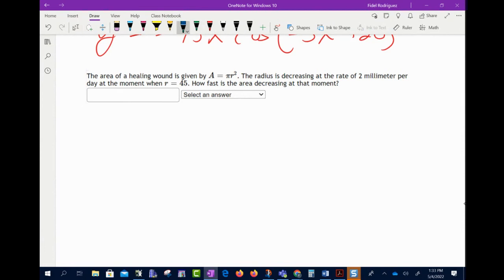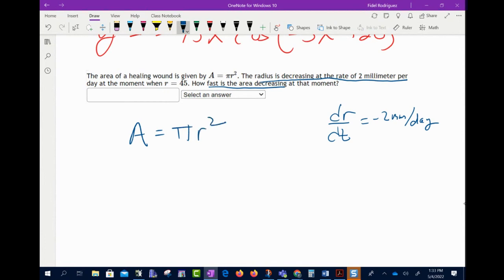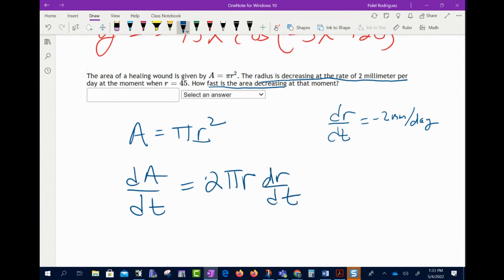First thing: it's telling me the radius is decreasing at a rate of 2 millimeters per day. So that means my dr dt is negative 2 millimeters per day, because that's the rate at which the radius is decreasing. We're trying to find how the area is decreasing. There's the formula for the area of a circle. We're going to find the derivative of the area, so dA dt is going to be equal to 2 pi r. Then I still have to take the derivative of r, and that's what we call our dr dt, right?